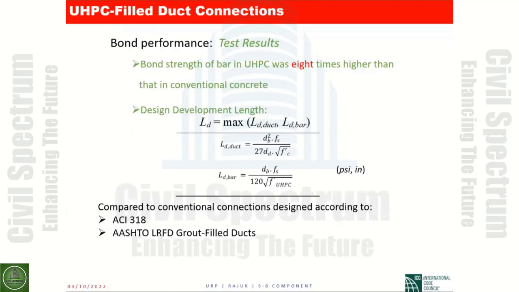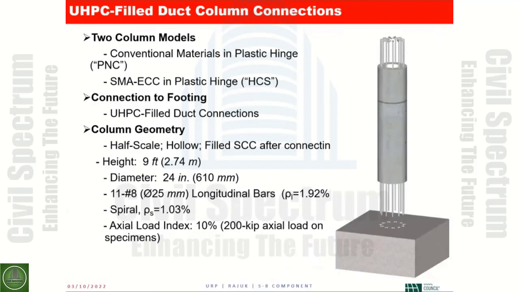We also made a comparison of these with the ACI 318 and the AASHTO LRFD for regular grout duct fill, and we find that we can reduce the anchorage length by about 50% because of the high strength of the UHPC in bond. Then we evaluated this in a large-scale column. Actually, there are two column models that we tested. One used conventional steel.